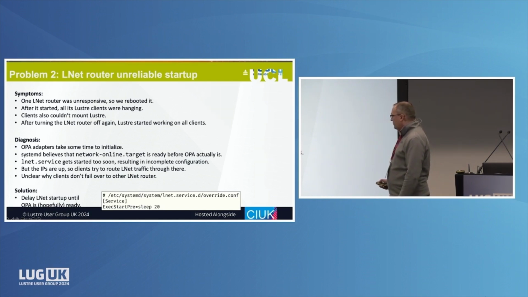But because OPA is not really ready, that results in incomplete configuration. So basically, it's able to set up the route to the Infiniband side, but to the Omnipath side, it's missing the routes. But eventually, Omnipath finishes initializing, so the IPs are up. And because of that, the clients try to route their traffic through the non-working Omnipath LNet router. I have to say, it's still unclear to me why the clients can't really detect that the LNet traffic is not going through and don't fail over to the other LNet router, which is perfectly fine and working.